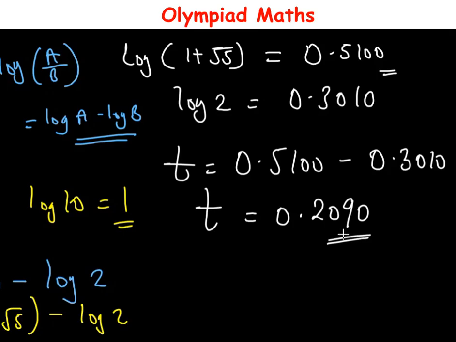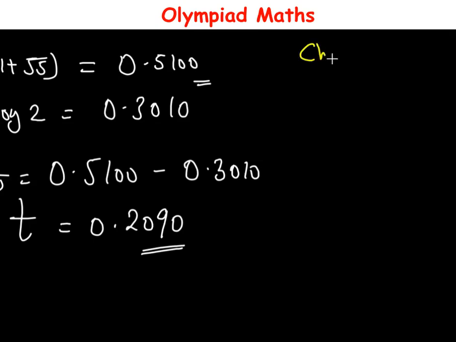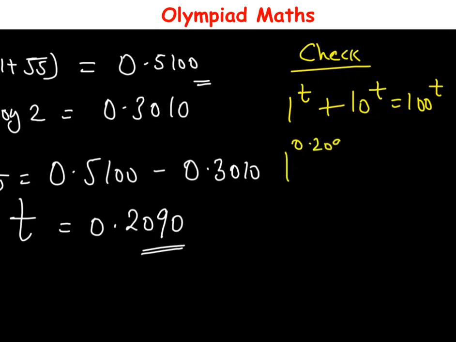Okay, to confirm if the answer is truly correct, let us check this out. The question is 1 raised to power t plus 10 raised to power t is equal to 100 raised to power t. The value of t is 0.2090, so 1 raised to power 0.2090 plus 10 raised to power 0.2090 equals 100 raised to power 0.2090.